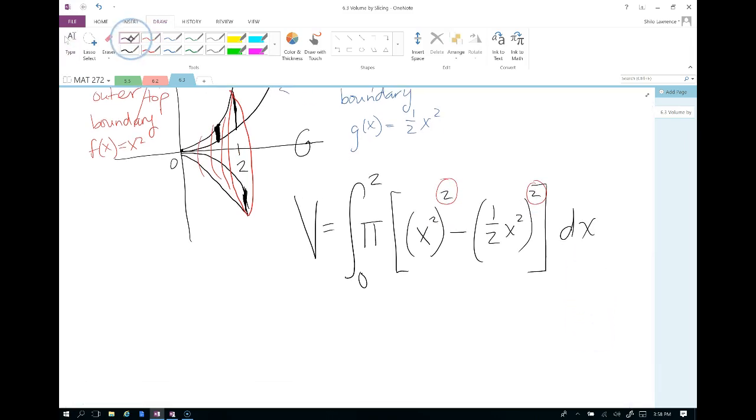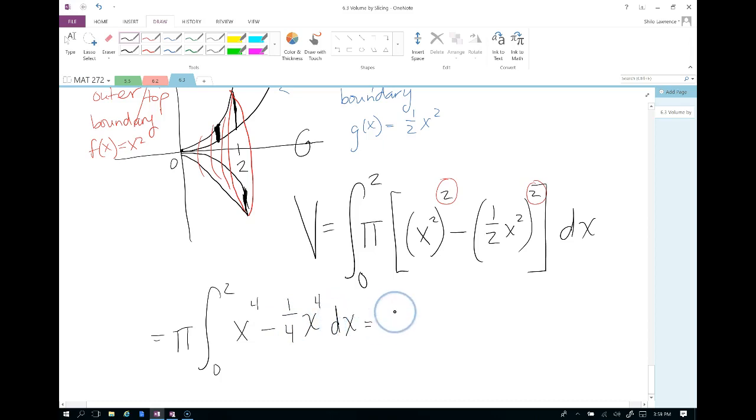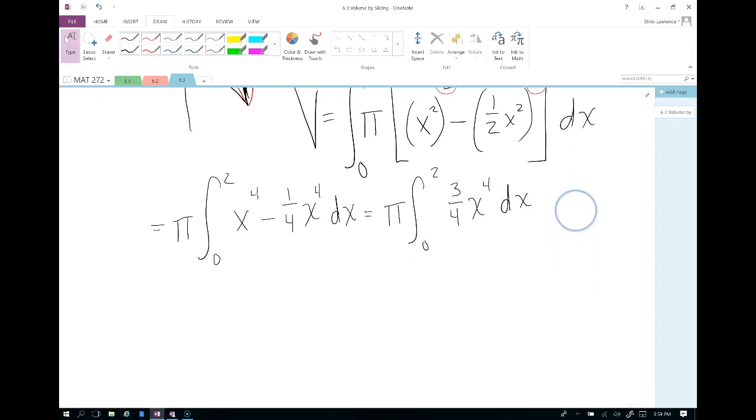So we're going to clean this up a little bit and then we'll be ready to integrate. Just ignore the pi for now because we're going to get an exact answer. So x squared squared is x to the 4th. And then be careful with your squared here because we've got to square the coefficient and the variable. So this is going to end up being minus 1/4 of x to the 4th. And since those are like terms, we could clean it up even more. This is 3/4 of x to the 4th. And now we're ready to integrate and get our volume.